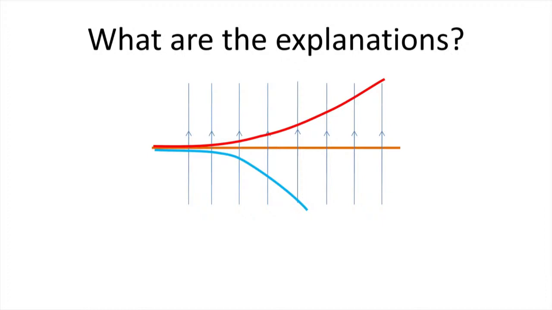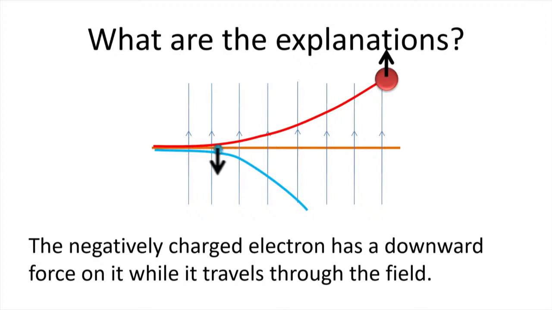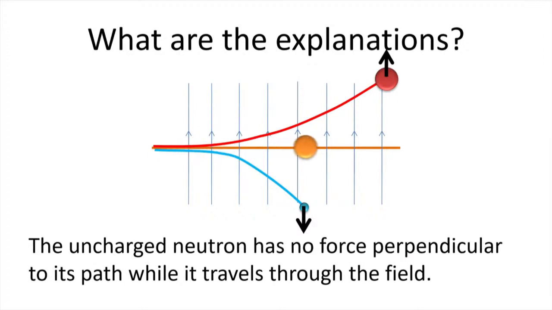And I gave an explanation, right, where it says that the positively charged proton has an upward force on it while it travels through the field, so it goes upwards. The negatively charged electron has a downward force on it while it travels through the field, so that goes downwards. And the uncharged neutron has no force perpendicular to its path while it travels through the field, so that goes straight across without being affected by the field.